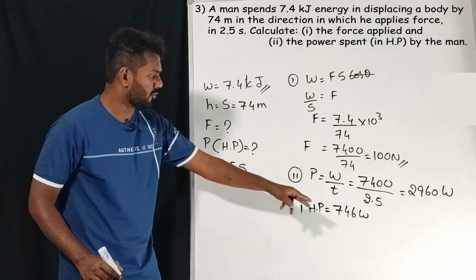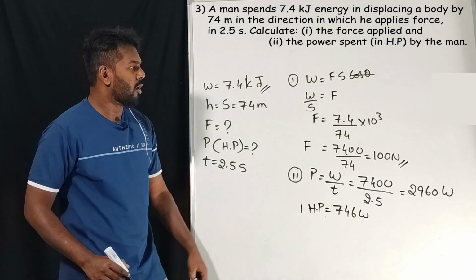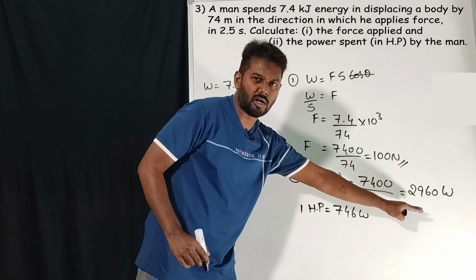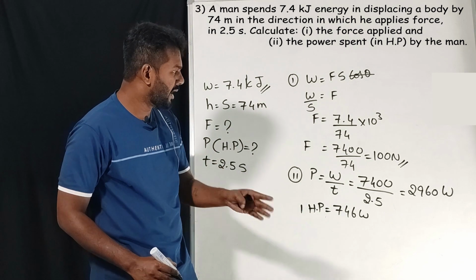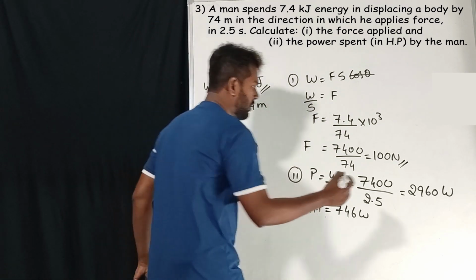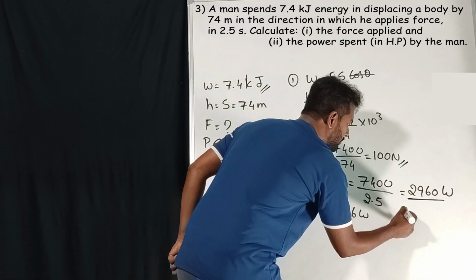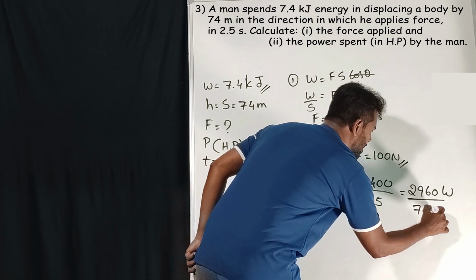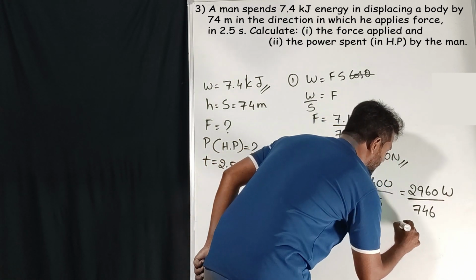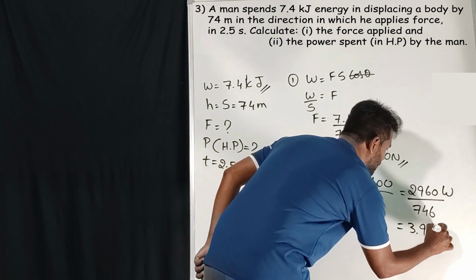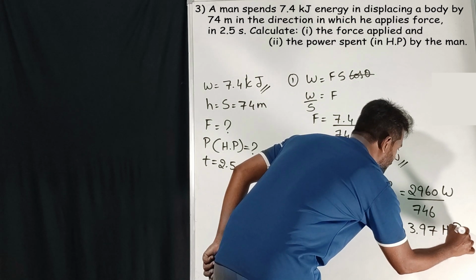If you want to convert watt in terms of HP, whatever the watt value you have got, divide that value by 746. So whatever the value you have got, divided by 746, we will get the answer as 3.97 HP.